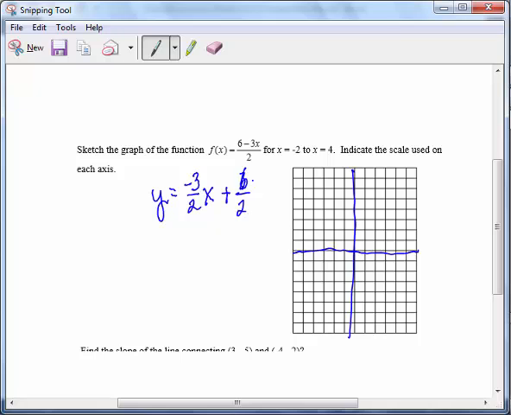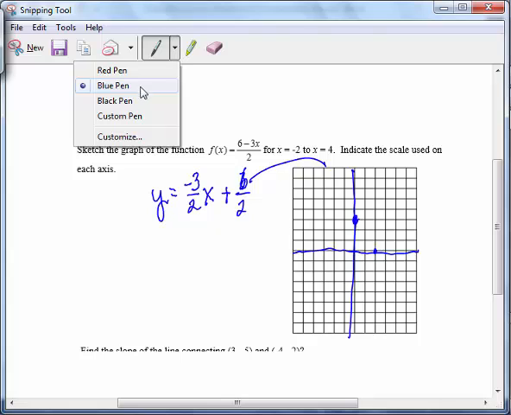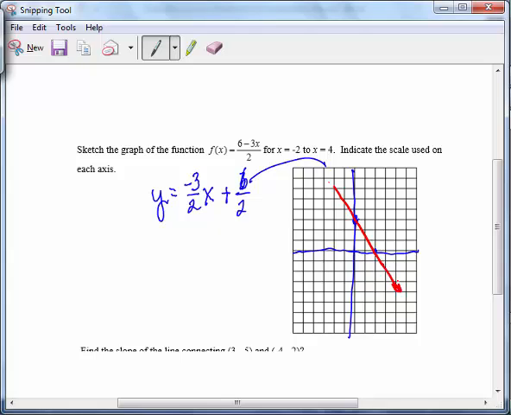I'm going to do the intercept first, which is up 3, and from there I'm going to go down 3, forward 2, so my line connects those points like that. Indicate the scale, so each one of these is 1, 2, 3, 4, 5, this is 6, 1, 2, 3, 4, 5, 6, 7, this is the number 8, so that'll be our scale. Next one.